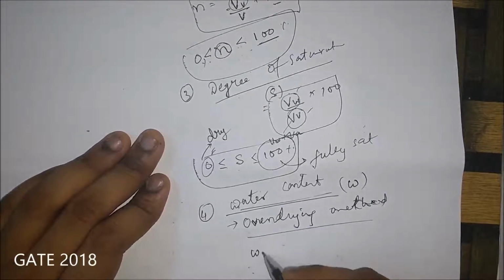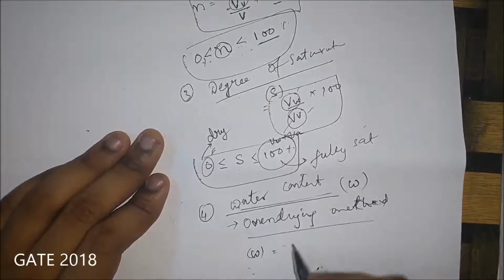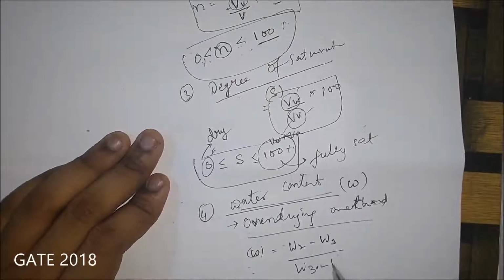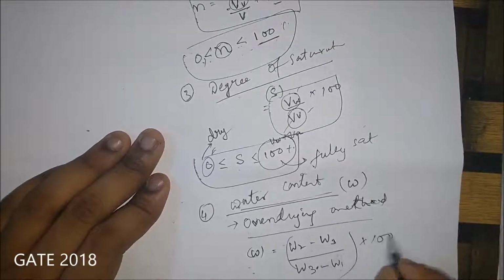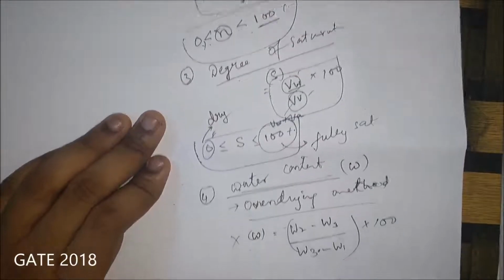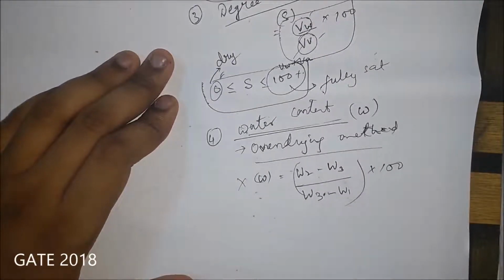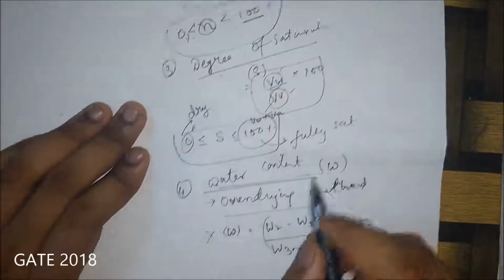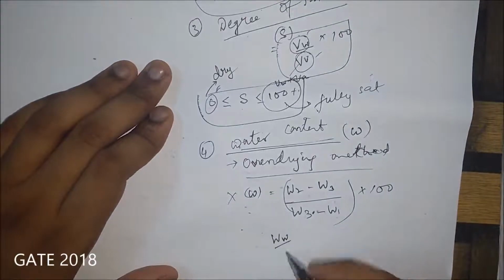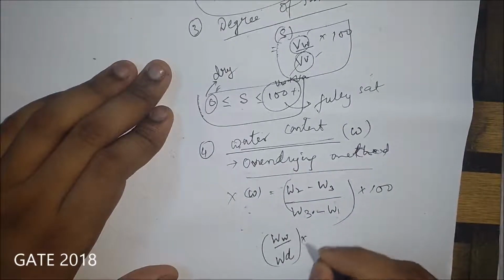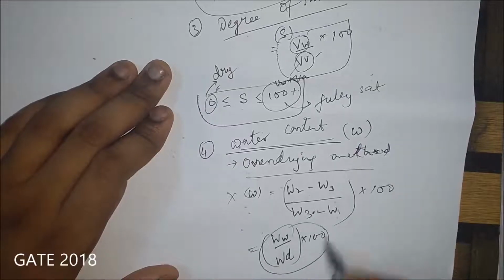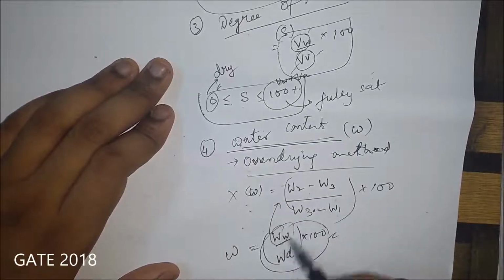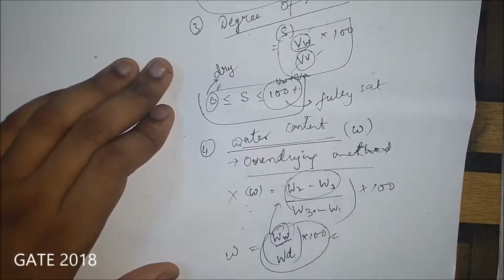So just water content according to oven drying method, there is a formula W2 minus W3 by W3 minus W1. I suggest don't mug up the formula at all. Please try to understand. It is very easy. I explained water content. Water content is given by weight of water by weight of dry solids. Okay, this is the formula for water content. Now relating this to this, weight of water shall be W2 minus W3.